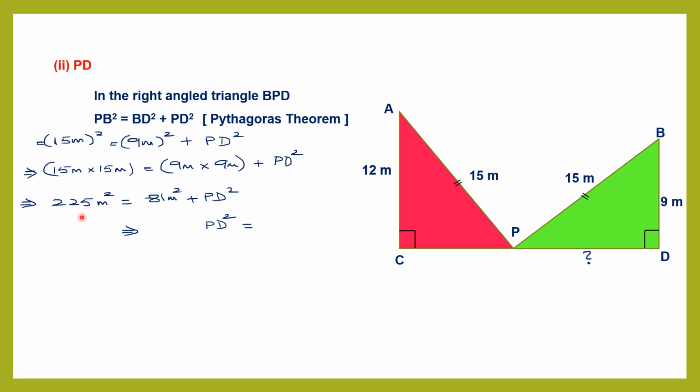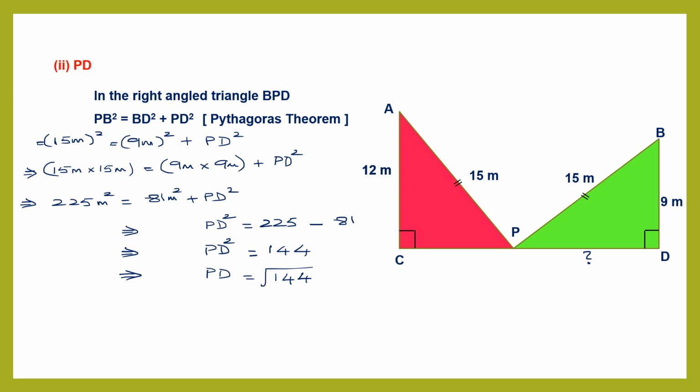Now what do we already have on the other side of the equal to sign? 225 meters square. So we already have that. So 225 meters square. We're going to transpose 81 meters square there. So 225 minus 81. So that is equal to PD square is equal to, when you minus these two, what you get is PD square. So that will be 144. So now we have to find only PD, isn't it? So PD will be equal to the square root of 144. That means there is one number. When you multiply it twice, you get 144.